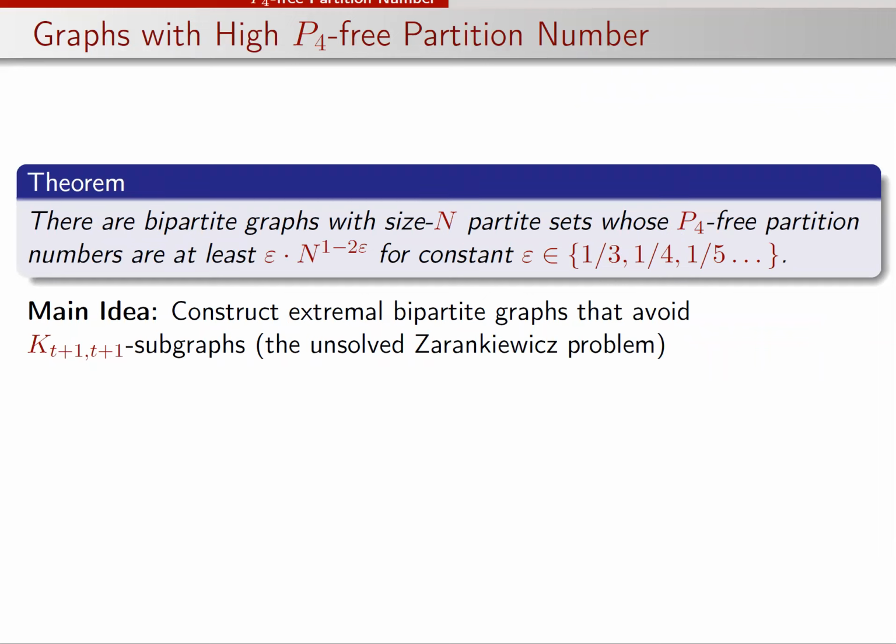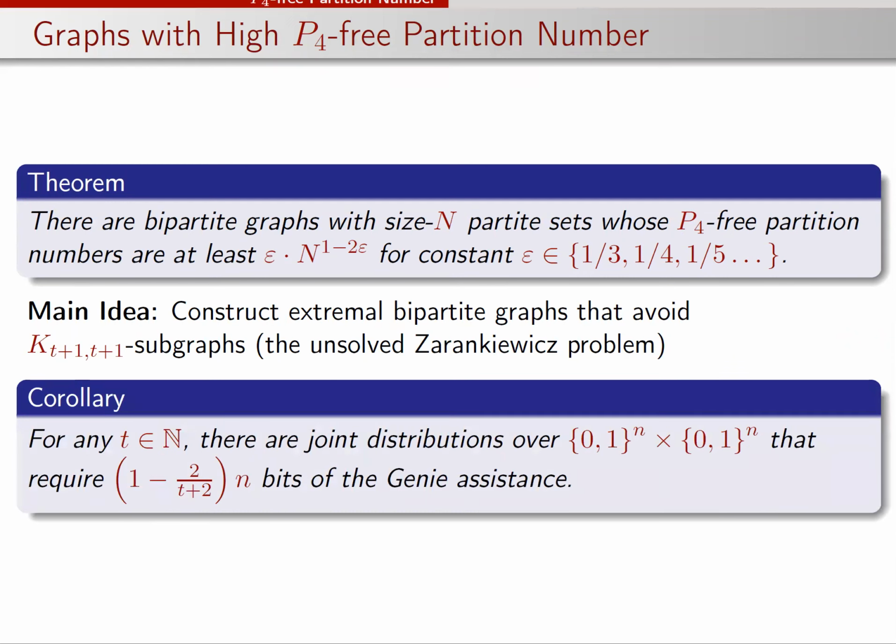Next, can we construct graphs with high P4-free partition number? The answer is yes. We show that there are bipartite graphs with sides and partite sets, so that the P4-free partition numbers are at least epsilon times n to the power of 1 minus 2 epsilon for any constant epsilon that is an inverse of a positive integer.